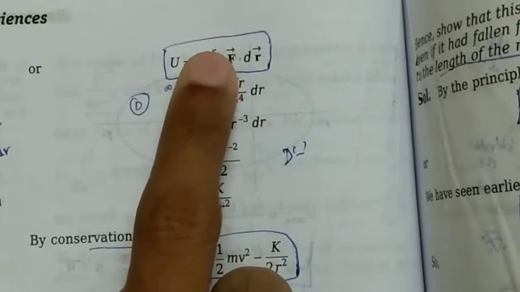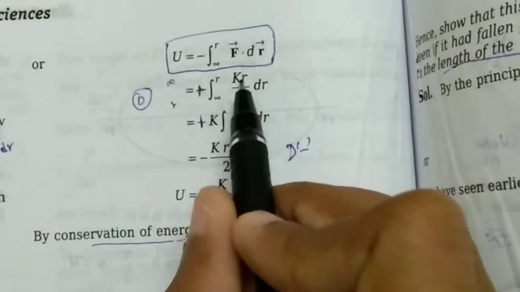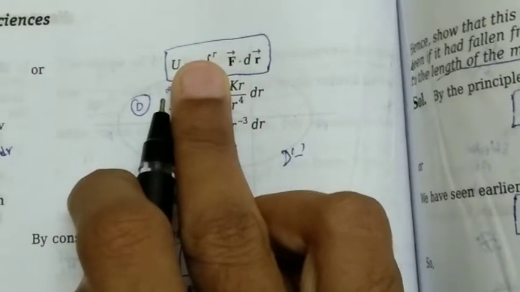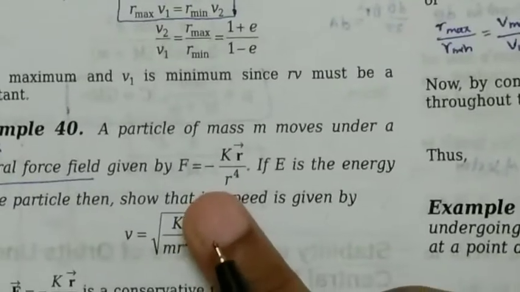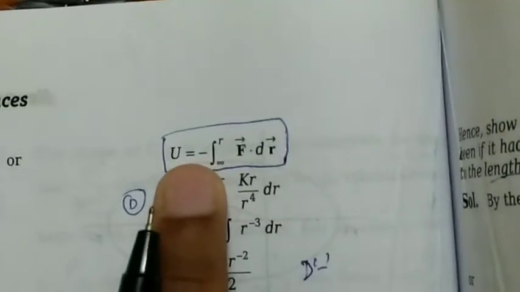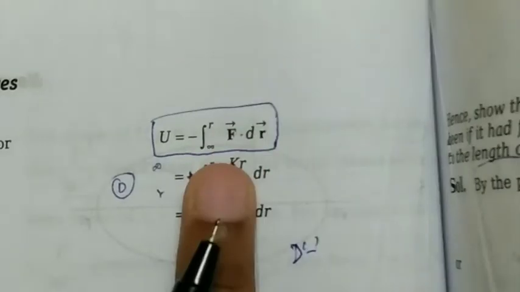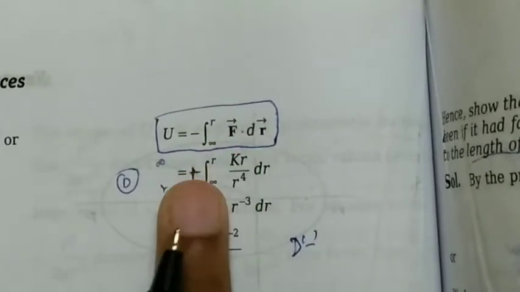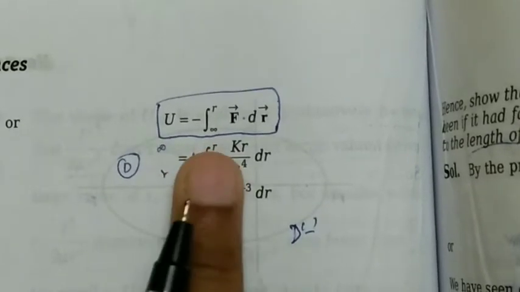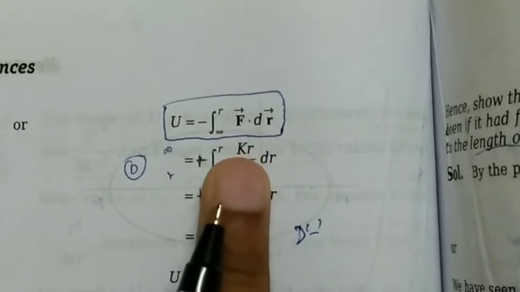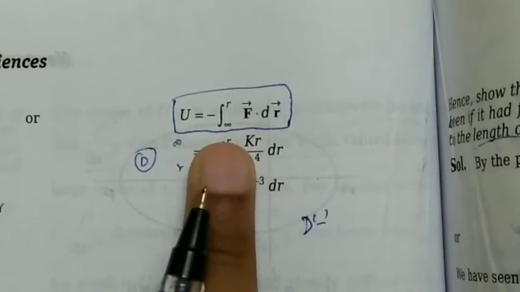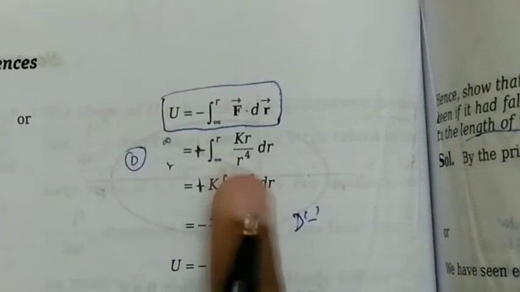So F is nothing but k r bar by r power 4. Here actually it is minus, so F is equal to minus k r bar by r power 4. Already here we are having one minus, and again for F we are having another minus. So minus into minus you would have plus, and r bar dot dr is nothing but, the angle between r and dr is 0, cos 0 is 1.